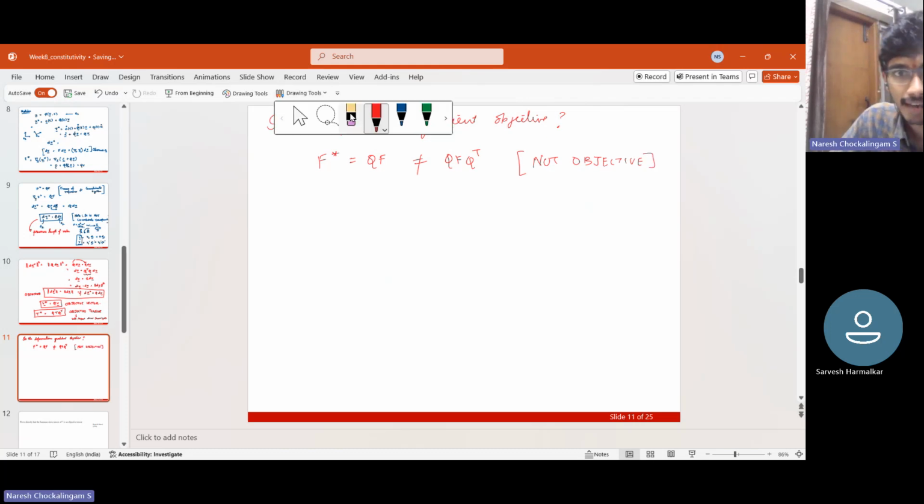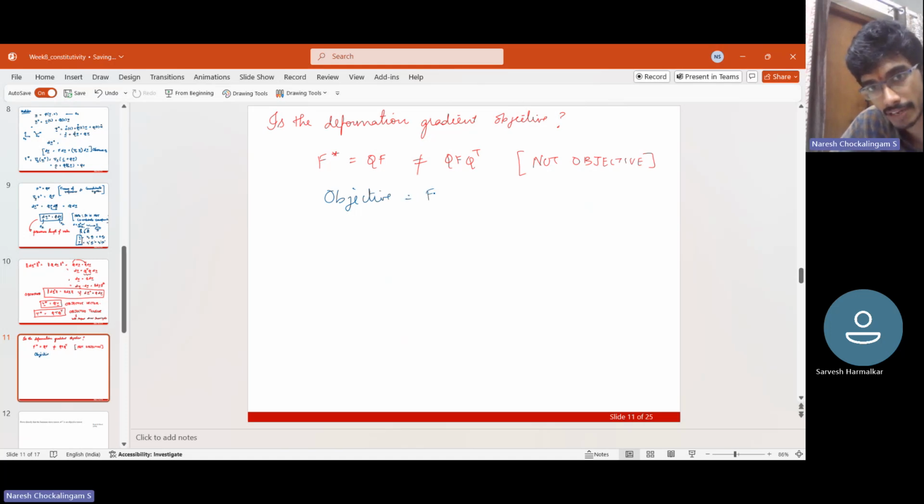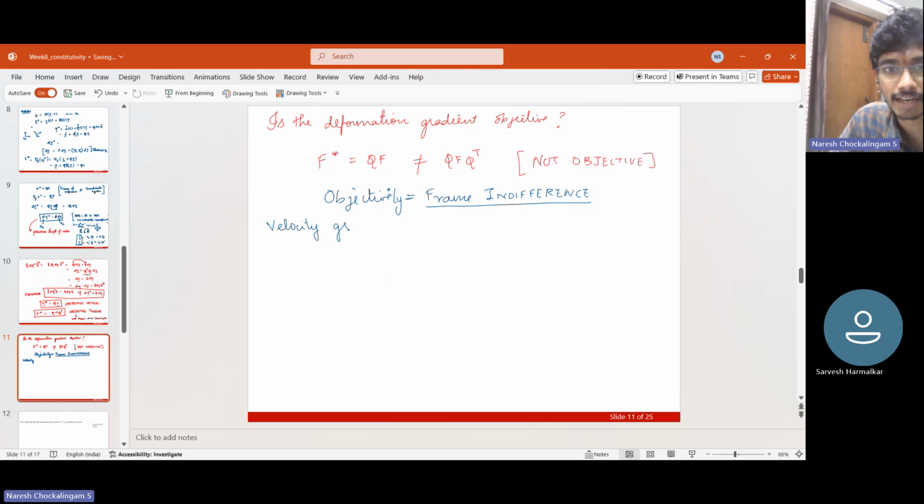Another name for objectivity is frame indifference. Note that it is frame indifference, not, and this is important, there is something else called frame invariant. We'll see that soon. So objectivity is frame indifference, and objective means frame indifferent. So let's look at other tensors. What about the velocity gradient?